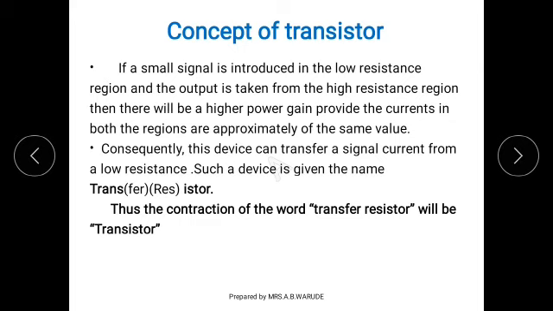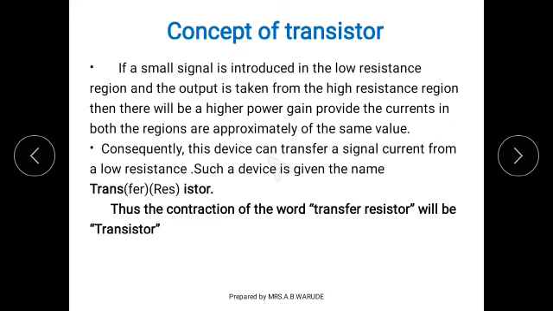If a small signal is introduced in the low resistance region and the output is taken from the high resistance region, then there will be a higher power gain, provided the currents in both the regions are approximately of the same value. Consequently, this device can transfer a signal current from a low resistance to a high resistance, and such a device is given the name transistor, that is, transfer resistor. The contraction of the words transfer resistor will be transistor.